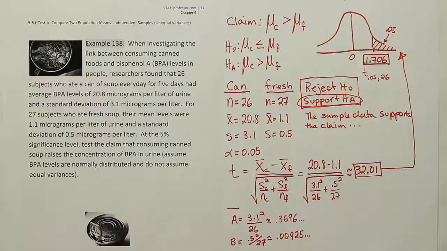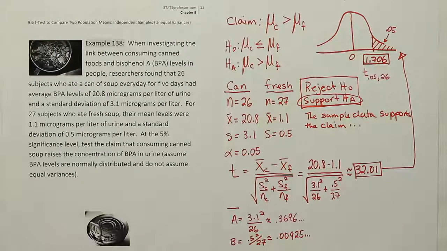And what does that mean here? It means that eating canned soup does seem to increase the concentration of BPA in the urine over people who eat fresh soup. Fresh soup drinkers have a far smaller average amount of BPA in their urine, a statistically significant smaller amount. Because this test stat is so extreme, at any alpha level we would find the same conclusion. 32 is just off the charts large. So there's quite a big difference between people who consume canned soup on a regular basis versus people who consume fresh soup on a regular basis. All right, and that's it.